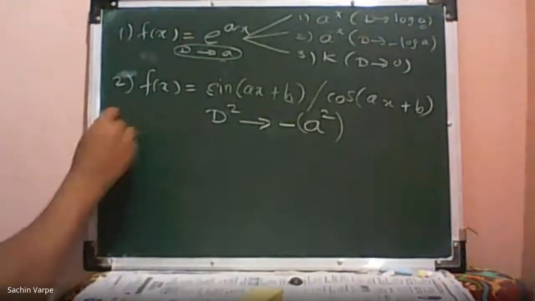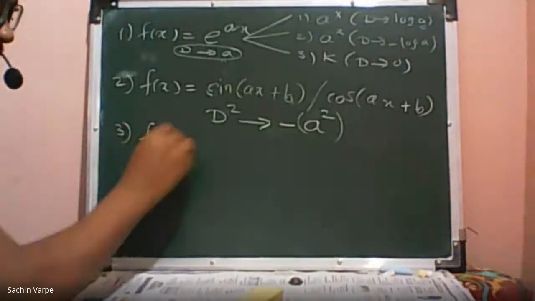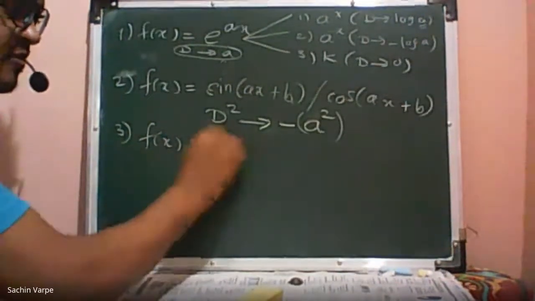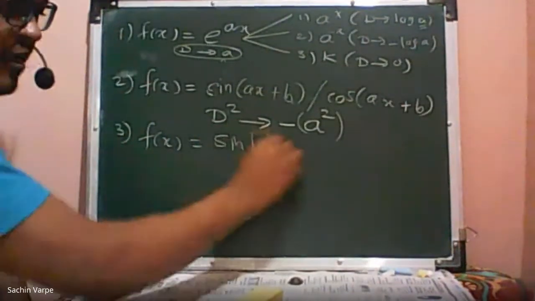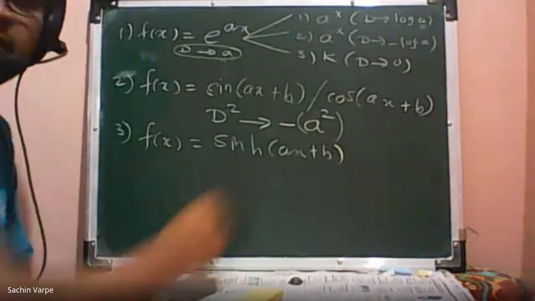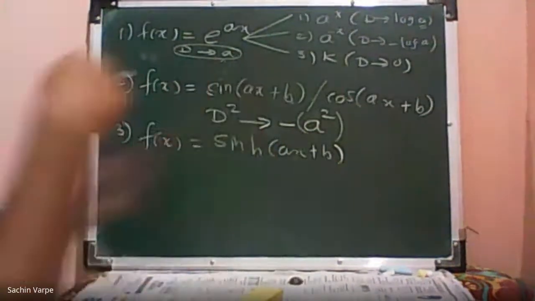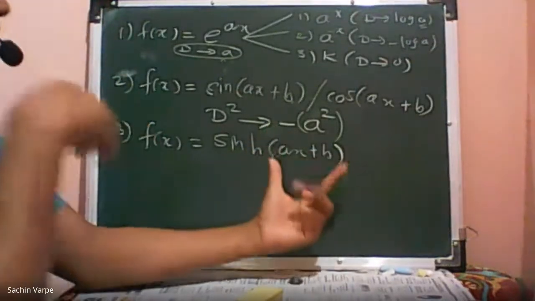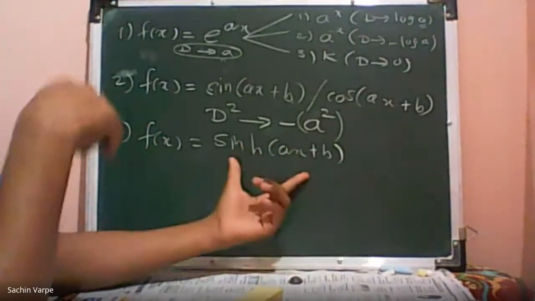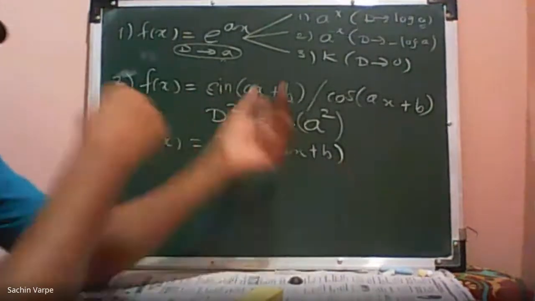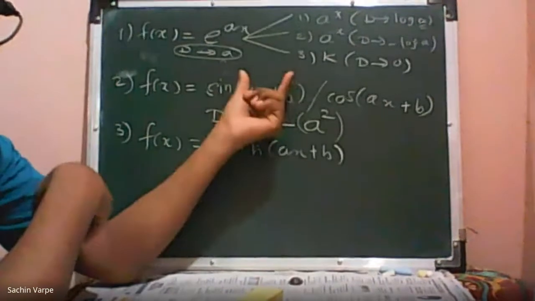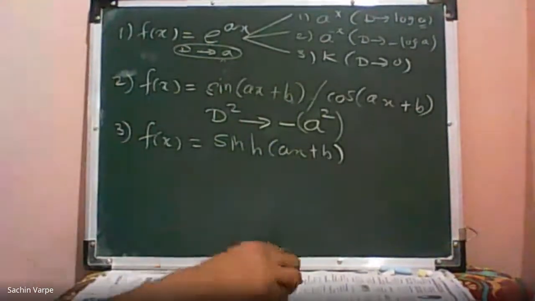The third is, when the right hand side function is hyperbolic function, hyperbolic sine ax plus b, or hyperbolic cos of ax plus b, then what we are doing? We are replacing d square by plus a square. Or we can write these hyperbolic functions, hyperbolic sine and hyperbolic cos, in terms of exponential function. And then we can proceed with the exponential case. So that is again the same thing.